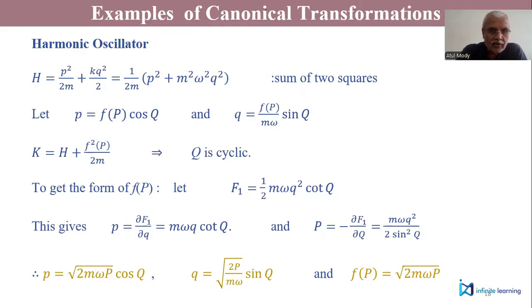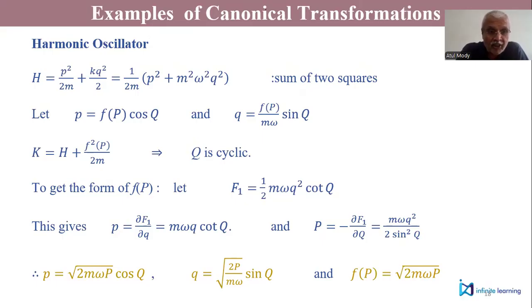Yes. So you can correlate the third line on the screen with the second last line or the sixth line. That will allow you to guess what your f of p is. So your f of p actually is root 2m omega p, related to that, and so on.